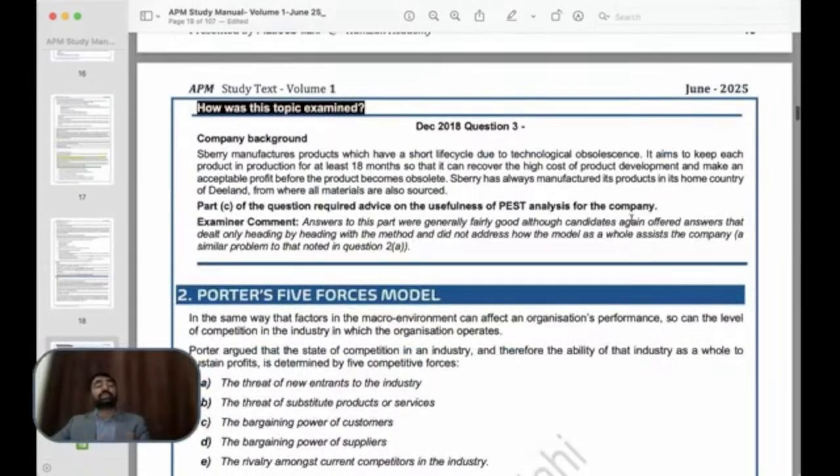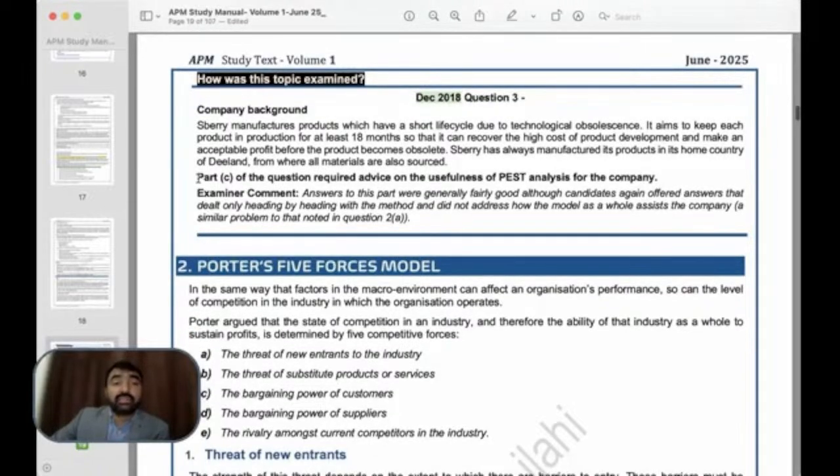Here is one question from the past papers that we can discuss. This is from December 2028. If we look at the requirement of the question, it says: advise on the usefulness of PEST analysis for the company. This is one of the styles of questions, the usefulness of PEST analysis.